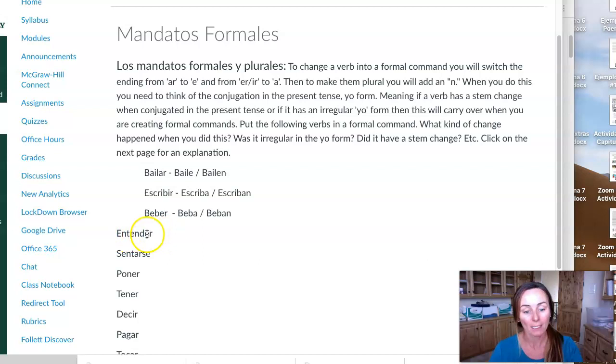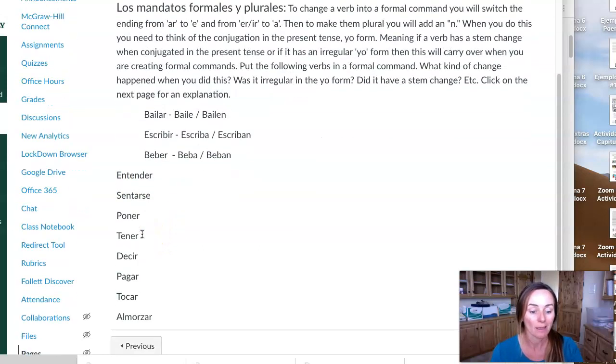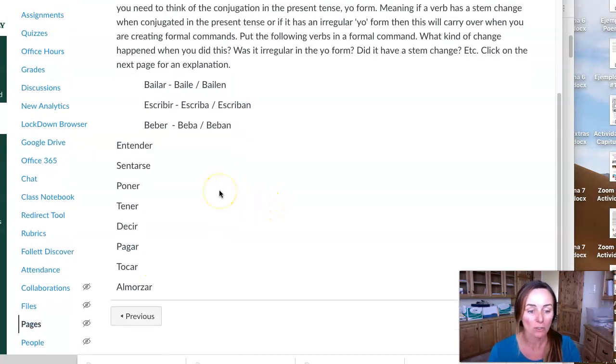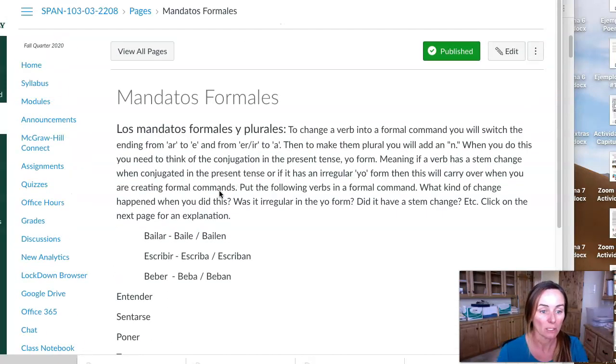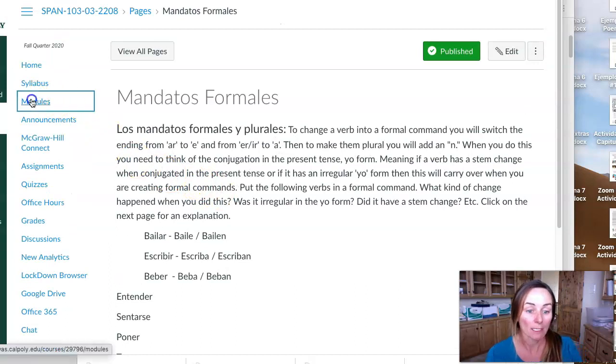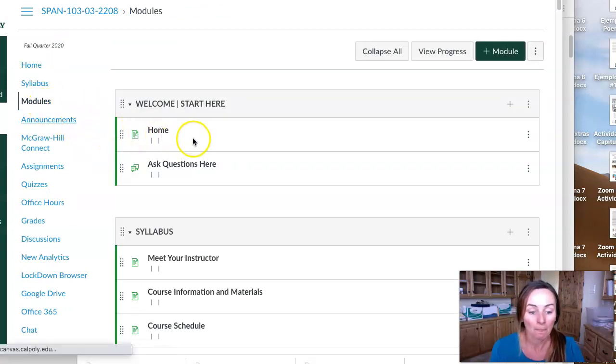So you're going to first practice. If you want to pause this video, you can think about how would you change these into the present tense yo form, right? And then switch the endings. So you can do that. And then if you click next, you're going to see the answers and a little bit of an explanation for that. So that's a good way to practice mandatos formales, no?